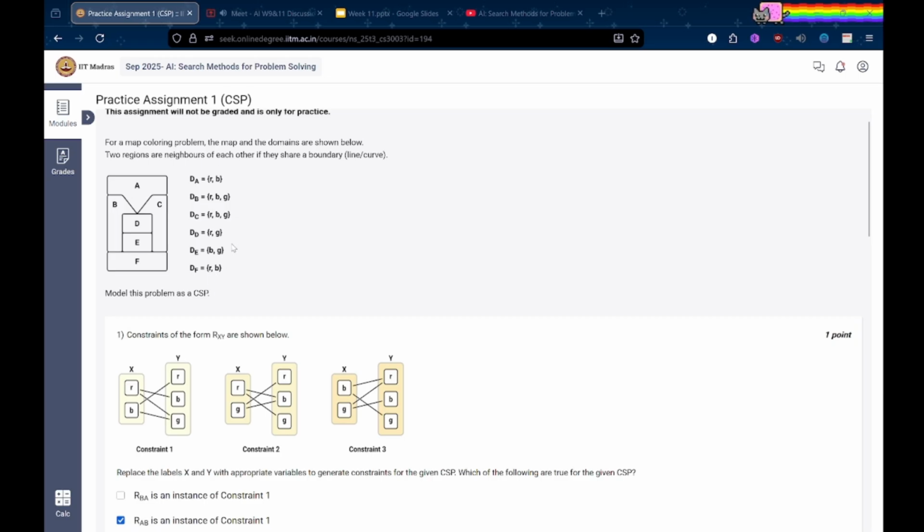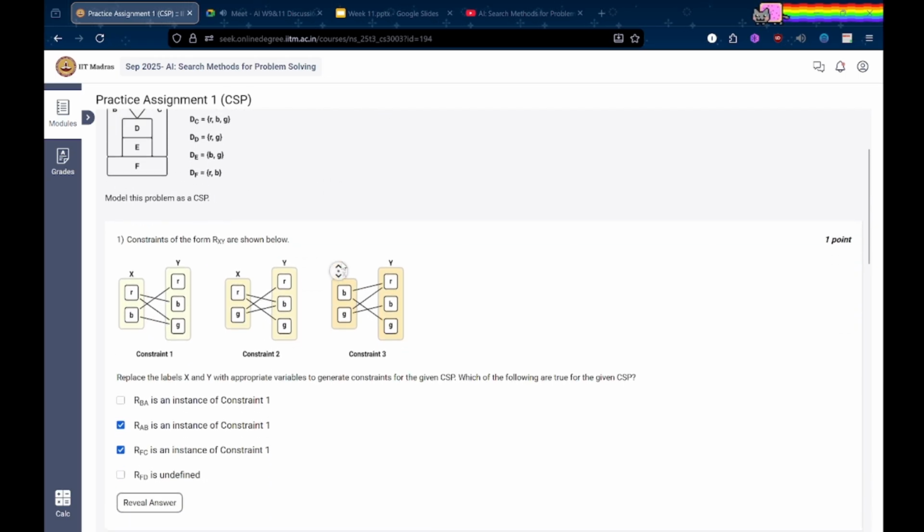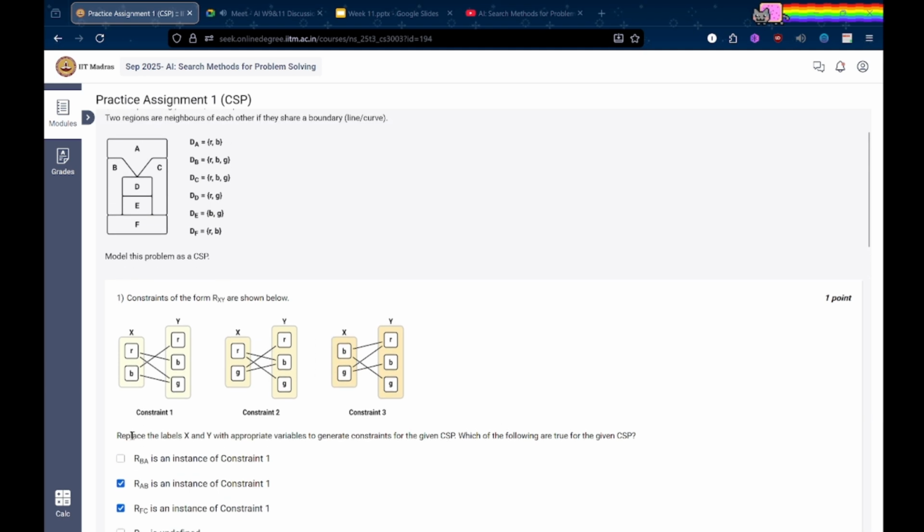It shouldn't be undefined. Why not RBA? RBA means that B satisfies this constraint. But we know YX. B satisfies this domain, right? That we can input B as X. But we already know that the domain of X is only RB. It has two elements in domain of A.